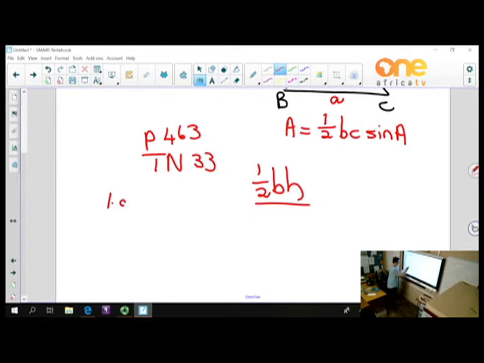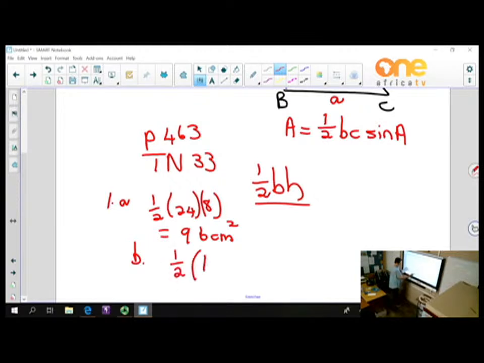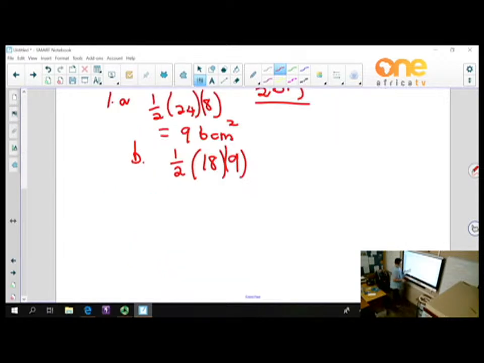So if we take the first one there, number 1A, it will then be a half of 24 times 8. And my answer there is 96 square centimeters. It's area that we are calculating. Right, number B. Now, what's important here is which two sides are you going to choose? They must be perpendicular, so it is a half of 18 times 9 that we will use there. And I got 81 square centimeters.